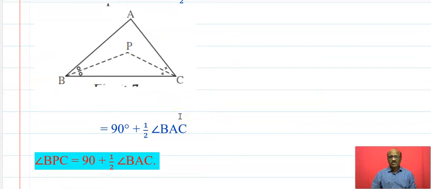And hence, this is a very important property. If both bisectors are drawn, then the measure of the angle BPC formed is 90 plus half of the measure of angle BAC.